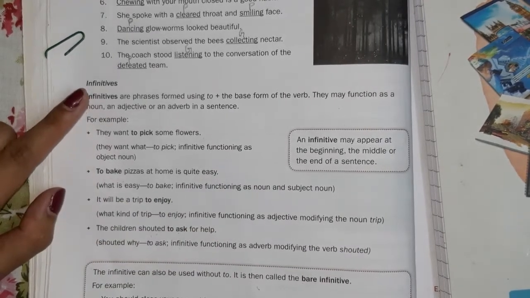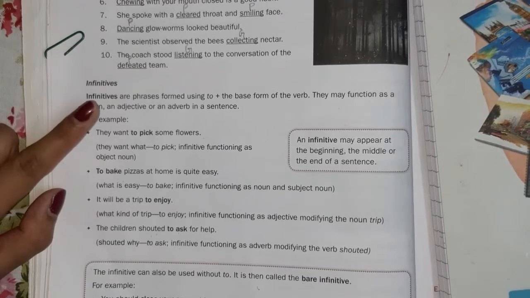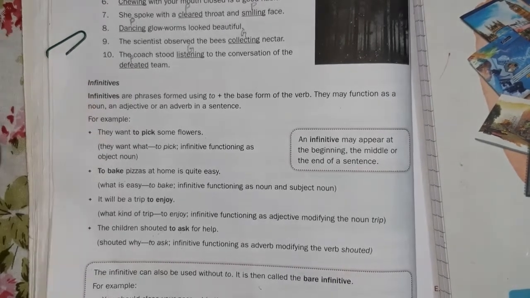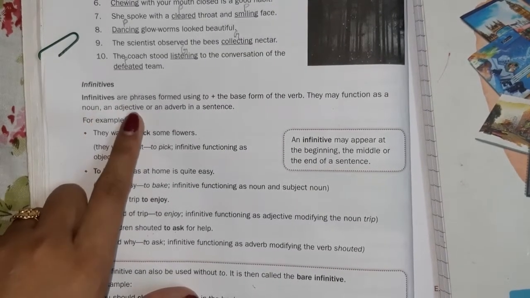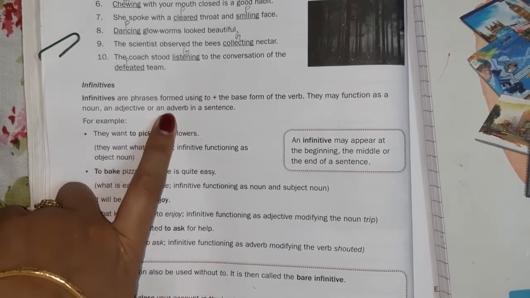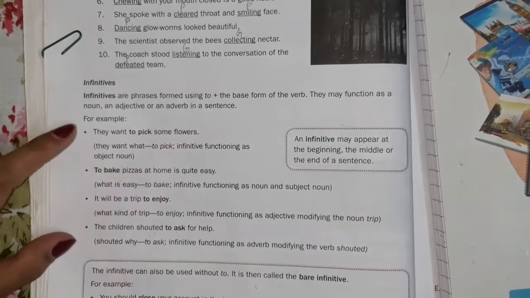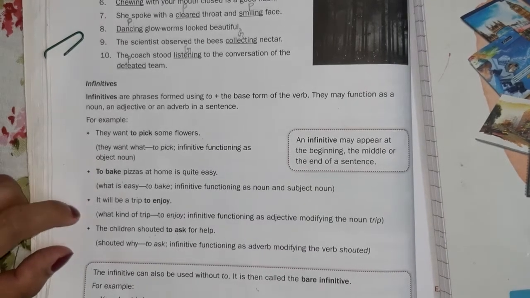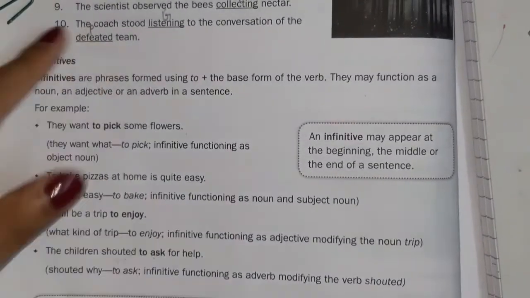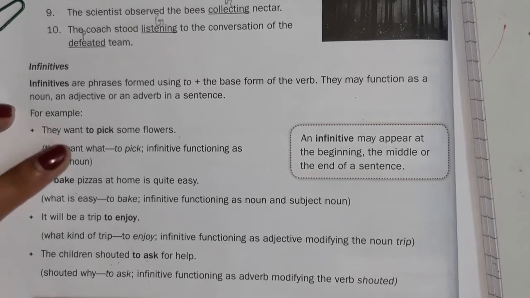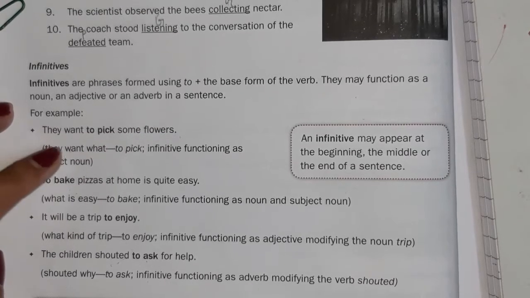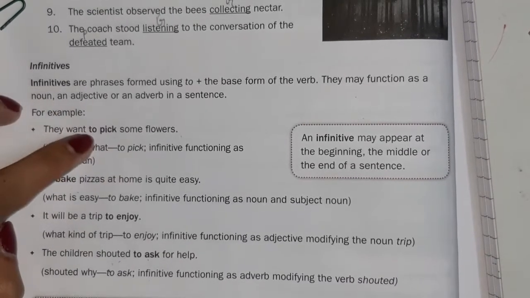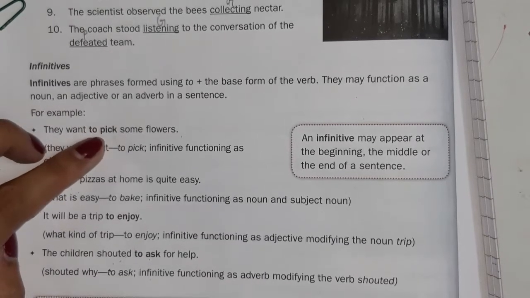And whenever we write to plus the base form of a verb, this becomes an infinitive, and this infinitive functions as a noun. Sometimes it functions as a noun in a sentence, sometimes as an adjective, and sometimes as an adverb. So here the examples are given, and they will help you understand this topic better. For example, they want to pick some flowers. Here to pick is an infinitive, and it is functioning as an object noun.